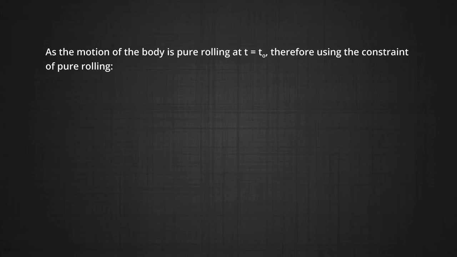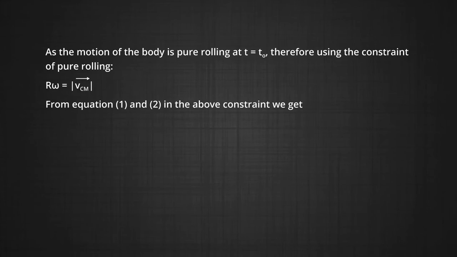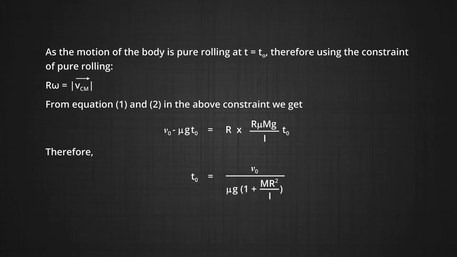As the motion of the body is pure rolling at t equal to t naught, using the constraint of pure rolling, that is Vcm is equal to r omega, from equations 1 and 2, in the above constraint, we can get V naught minus mu times g into t naught is equal to r into mu mg upon I into t naught. If we simplify, we can get t naught is equal to V naught divided by mu times small g within the brackets 1 plus mr square upon I.